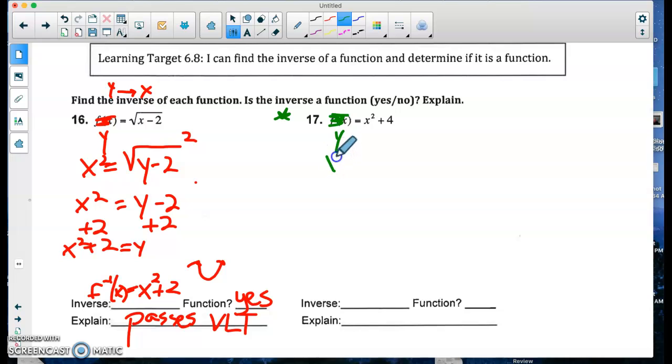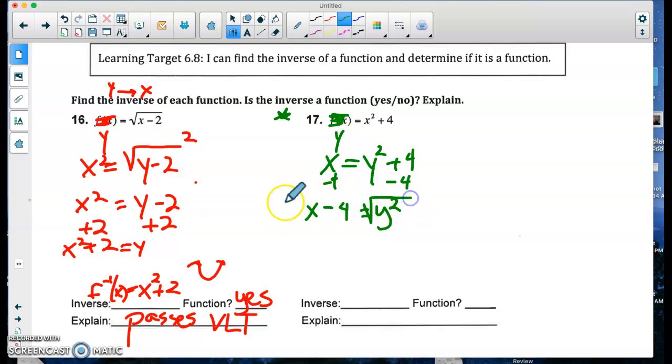I'm flipping them because that's what makes it an inverse. And then again, we're solving for y. So the first thing I'm going to do is subtract 4. Now that's an ugly 4, sorry guys. So I have x minus 4 equals y squared. To get rid of a square, we need a square root.